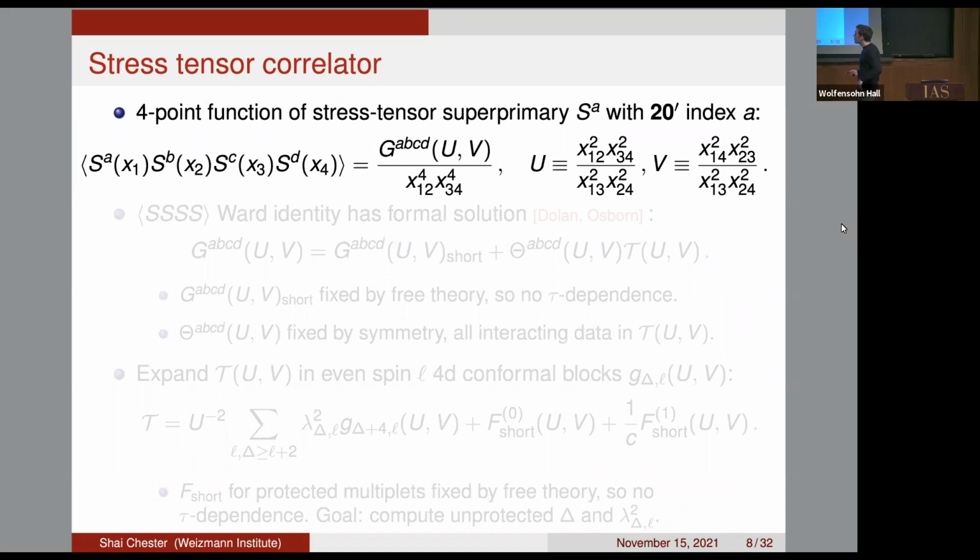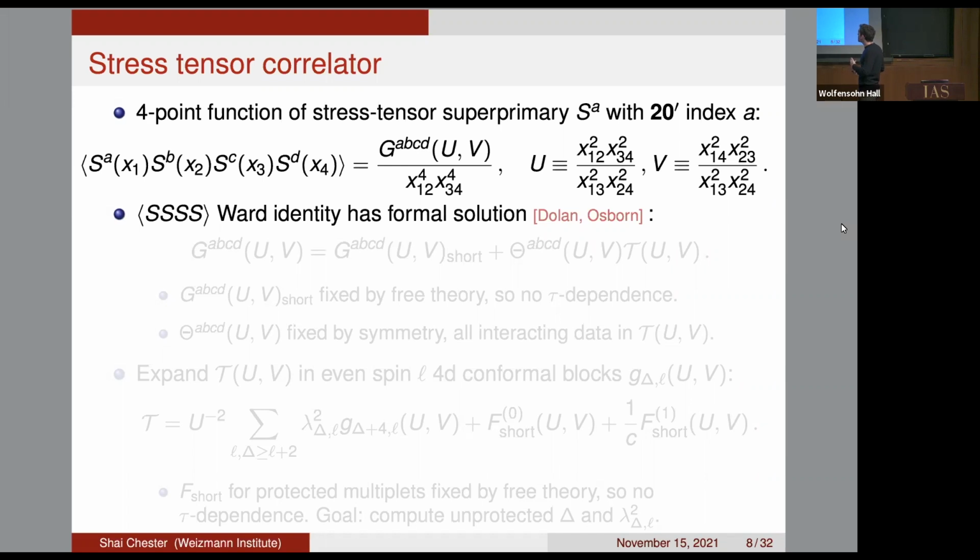Okay, so now let's focus on the specific quantity we're going to study in N equals 4 super Yang-Mills, which is the stress tensor 4-point function. For simplicity, we can consider the 4-point function of the superconformal primary, which is a scalar with dimension 2 that transforms in the 20 prime of the SU(4) R-symmetry. As one typically does in conformal field theory, you factor out the position dependence to define a quantity which is a function of the two conformal cross ratios, U and V.